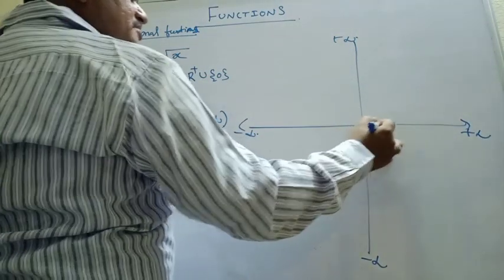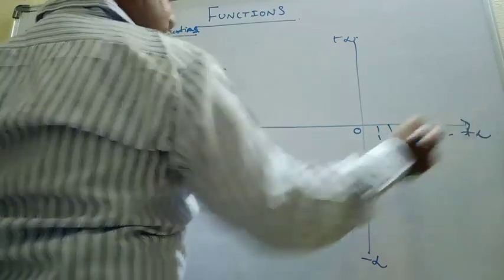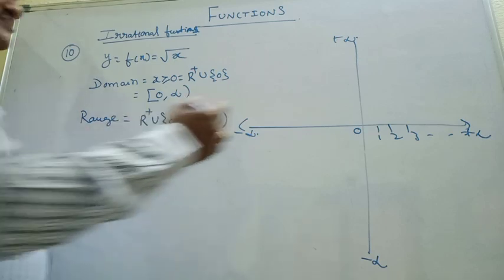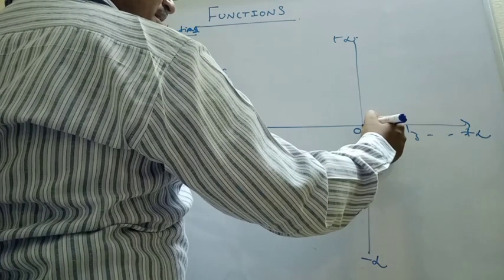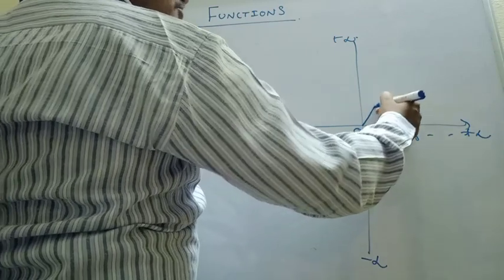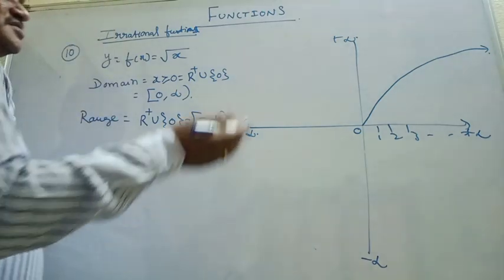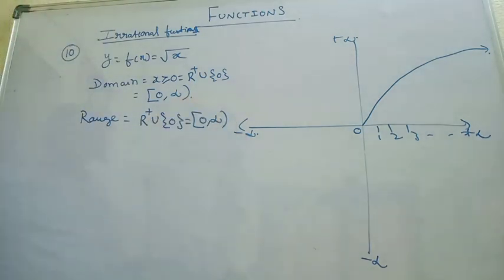We have here 0, 1, 2, 3, like this, and because it takes only positive input values, the graph is going to be like this. When you give 0, you get 0; 1 means 1, 2 means root 2, 3 means root 3, like this. Right, the graph rises. This is the graph of y is equal to f of x equal to root x.